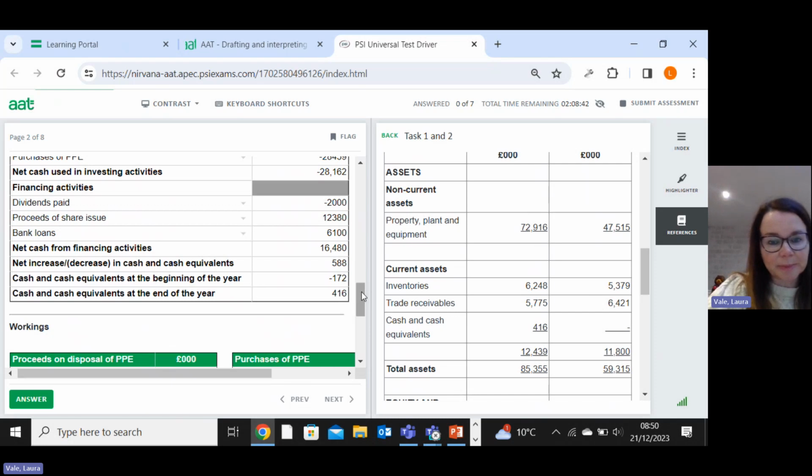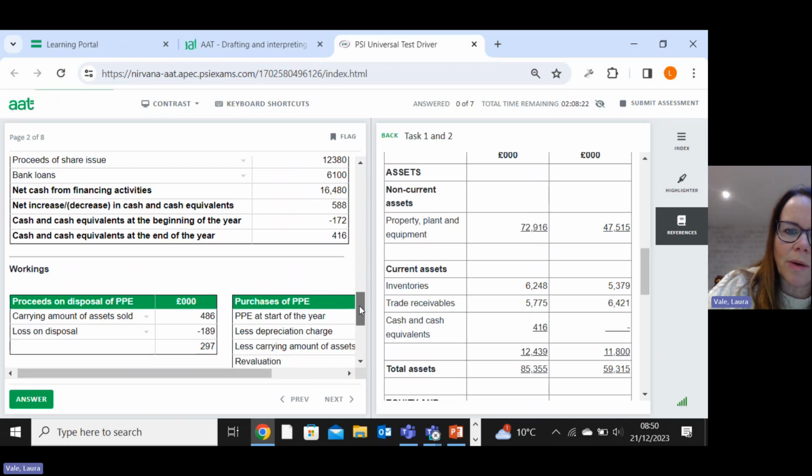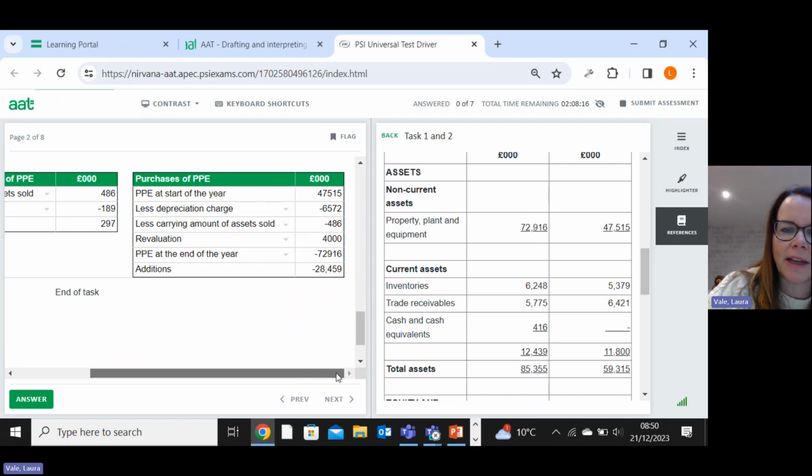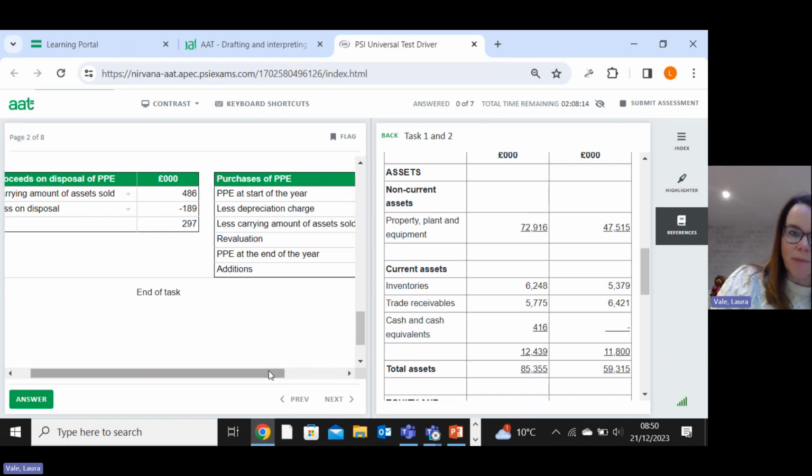If it doesn't work, carry on doing the right thing with the wrong number. Obviously you can use your knowledge of where you should start and end to try and figure out where you've gone wrong. But my advice would be, if it doesn't work, just carry on down here doing the right thing with the wrong number, because you will get method marks in an AAT exam. So don't give up. If you can't get it to work, just move on. Don't spend ages trying to find a problem, because obviously that's eating into your time on the rest of the exam.